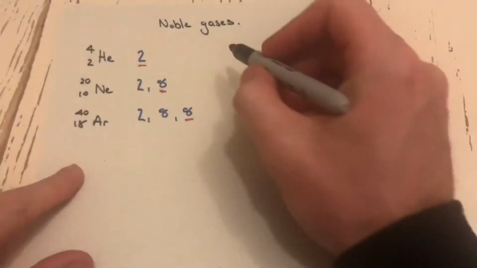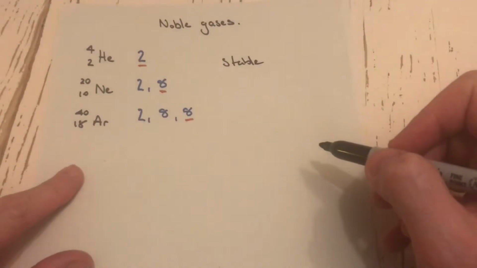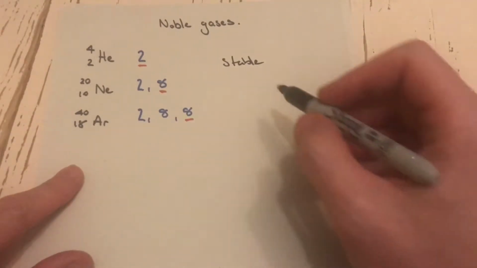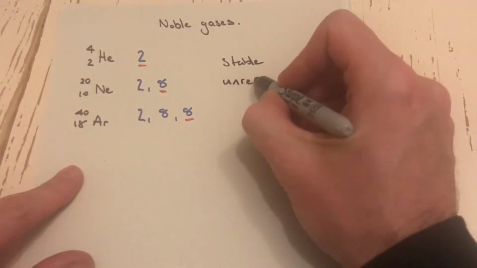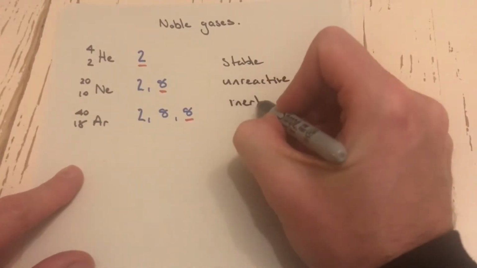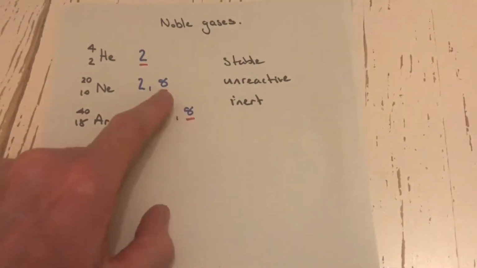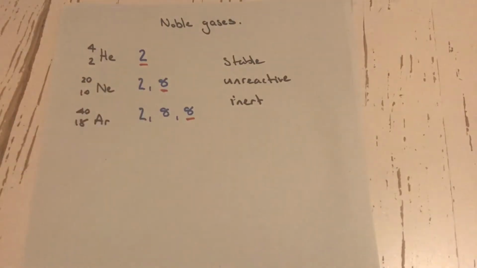These noble gases, we say, have a stable electron configuration, electron arrangement. This means that they are unreactive, and the chemistry word for that is inert. So inert is unreactive. Now all the other elements in the periodic table are trying to achieve this full outer energy level. That's why they take part in chemistry, and they're going to either gain, lose, or share electrons in order to do that.